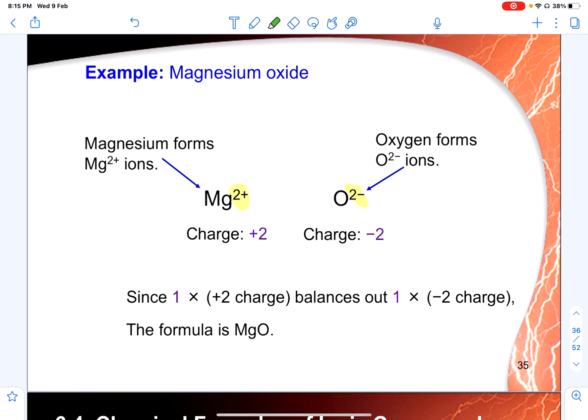For example, the first step that we want to do is to identify what is the group of magnesium and what is the group of oxygen. So magnesium is group 2, and oxygen is group 6. What this means is it's easier to lose 2 electrons from magnesium, and it's easier to gain 2 electrons for oxygen.